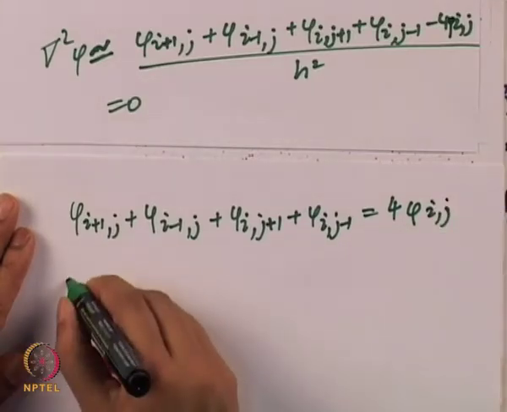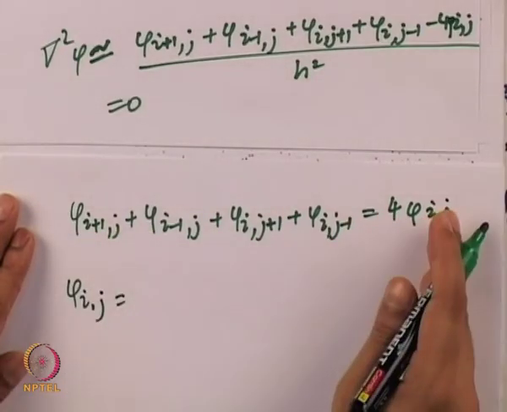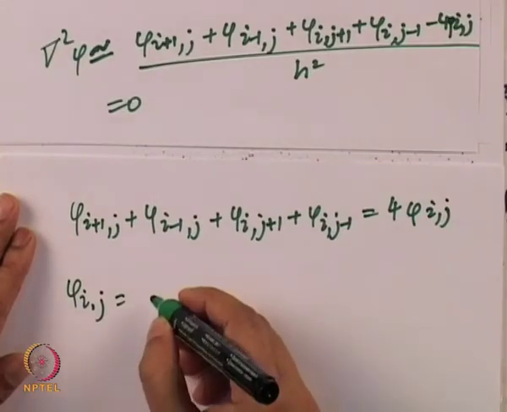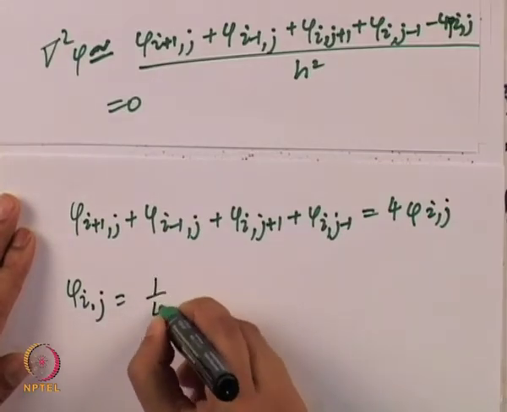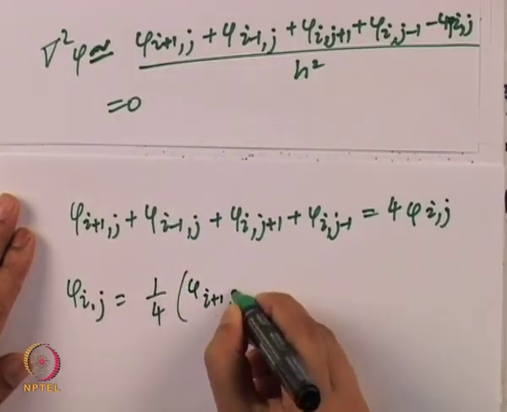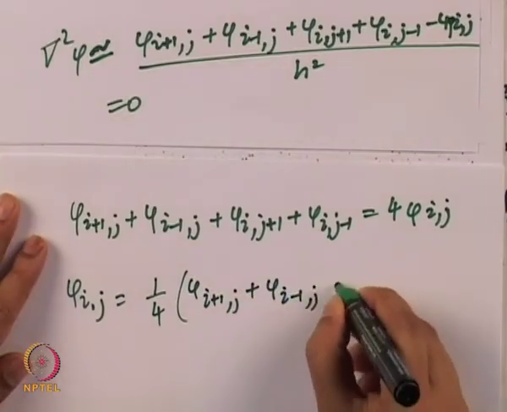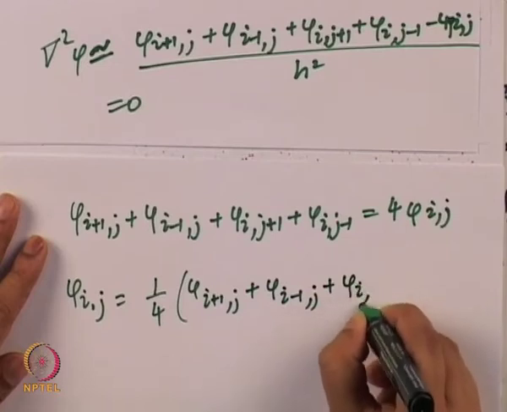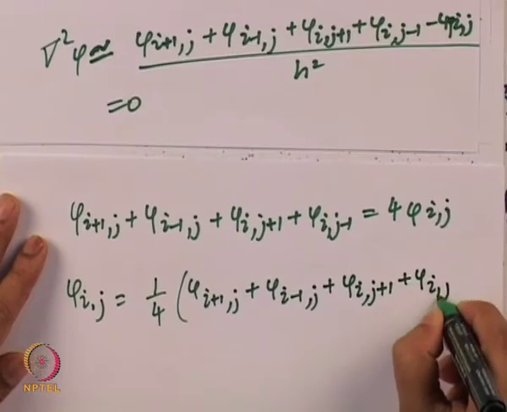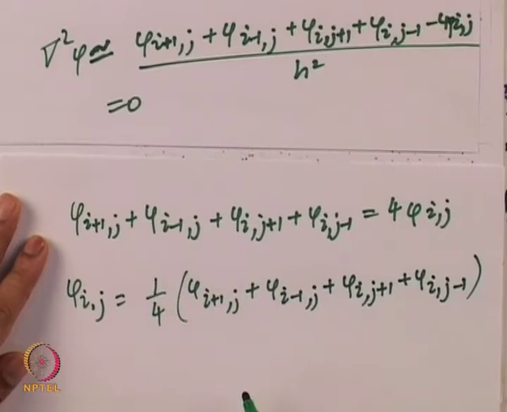So now we can set phi of (i, j) equal to, I am just bringing the left hand side to the right hand side and the right hand side to the left hand side, what we will get is 1 by 4 of phi of (i+1, j) plus phi of (i-1, j) plus phi of (i, j+1) plus phi of (i, j-1). Now, you know, while we are doing the MATLAB equation.